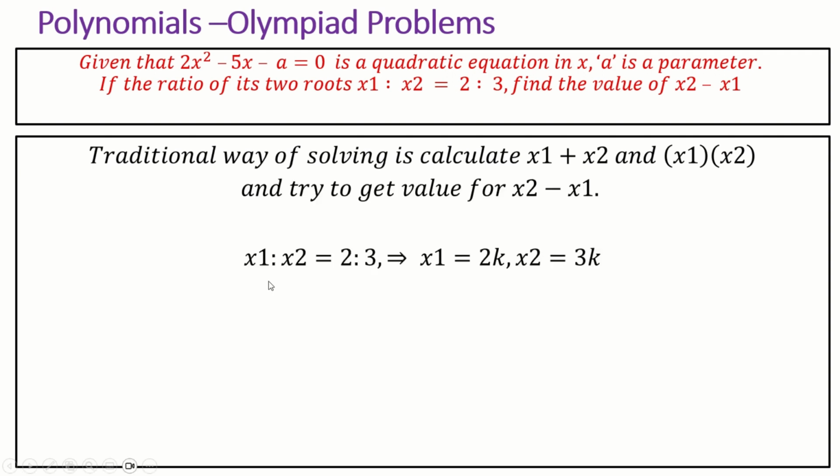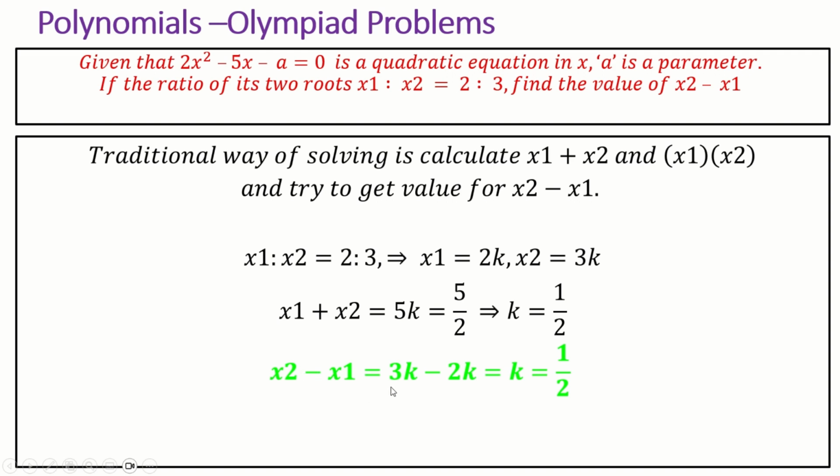Okay. An easier way: x1 is to x2 equal to 2 is to 3, which means we can assume x1 is 2k, x2 is 3k. Correct? Now, x1 plus x2, sum of 2 roots, equal to 5k, right? 2k plus 3k is 5k, which is equal to, from this quadratic equation, sum of 2 roots equal to minus of minus 5 by 2, which is 5 by 2. Correct? So k equal to half. Right? Now we got the k value.